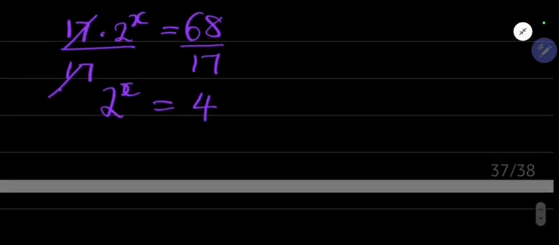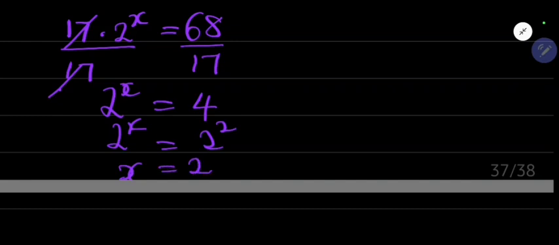From that we know that 2 exponent x equals 4. We are going to change our 4 to have a base which is a prime number. So 2 squared, like that, and then you can simply drop your 2's because you have the same bases, then x will be 2, simply like that.